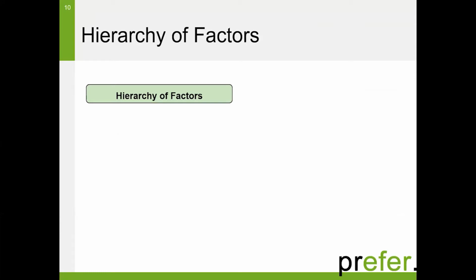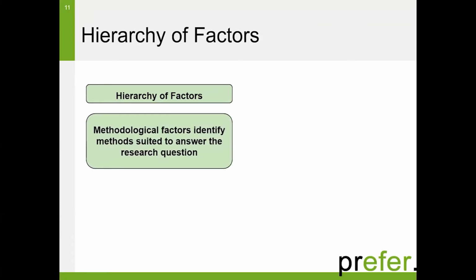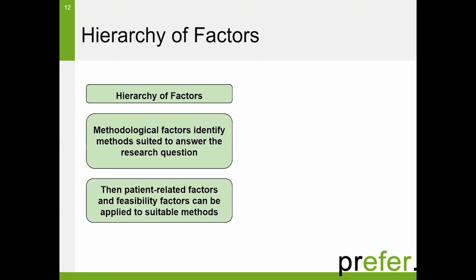So earlier, I alluded to the fact that there is a hierarchy among the three categories of factors to consider. Researchers should first identify which methods are capable of providing the information necessary to answer the research question based on the methodological considerations. Then, patient and feasibility factors come into play and can help identify which among the possible methods is most appropriate in a specific situation.